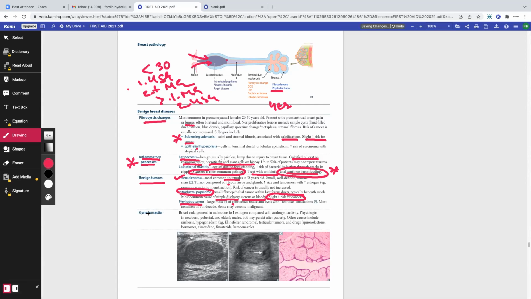Next one is gynecomastia. Is gynecomastia breast enlargement in males? Yes or no? The answer is yes, right? So gynecomastia is breast enlargement in males. Why? Because of increased amount of estrogen. If there's any male who has a high amount of estrogen, that high amount of estrogen will convert the breast tissues into breast enlargement.